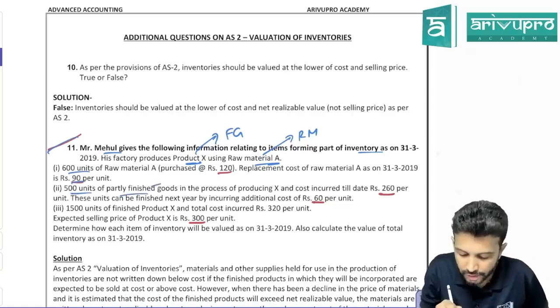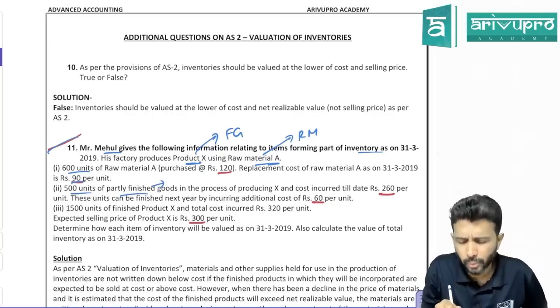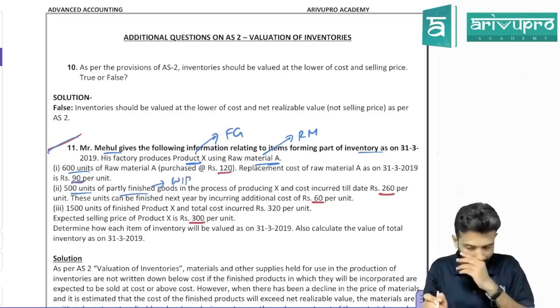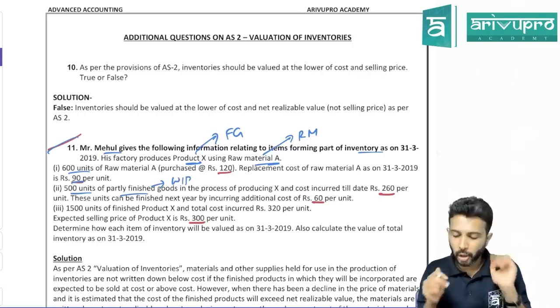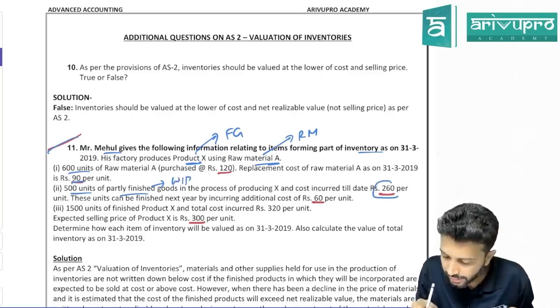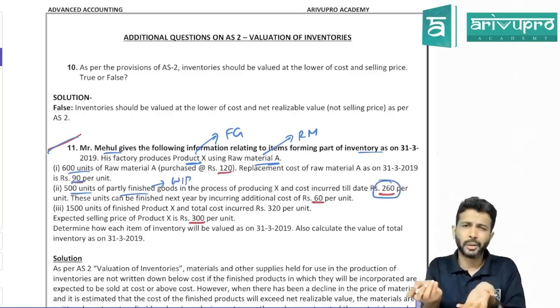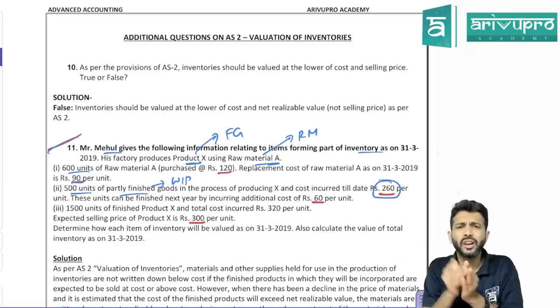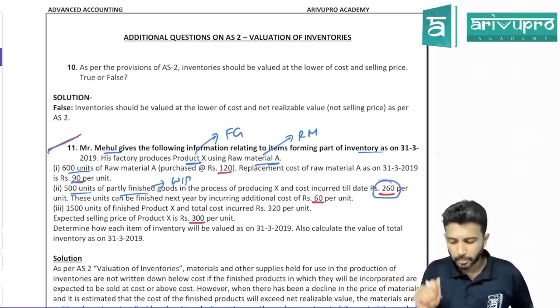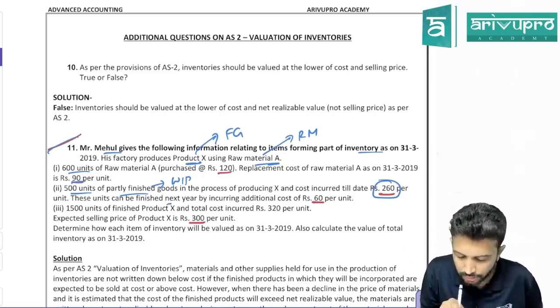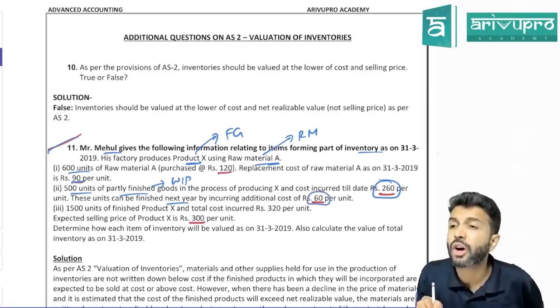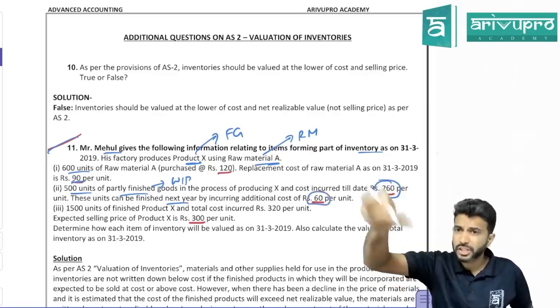500 units of partly finished goods. Partly finished goods means work in progress. So 500 units of WIP we have, and cost incurred till date is 260. WIP means some portion of the cost is still remaining. These units can be finished next year by incurring an additional cost of 60. This is your further completion cost.